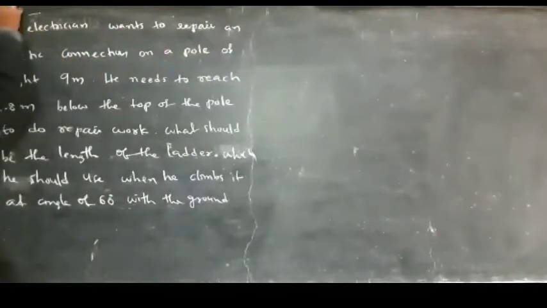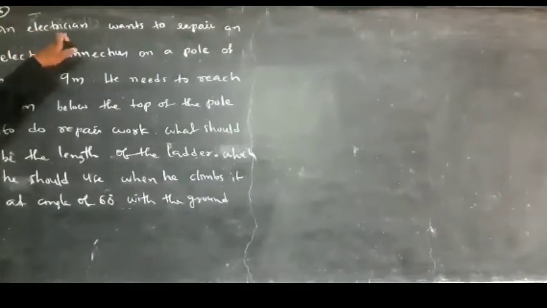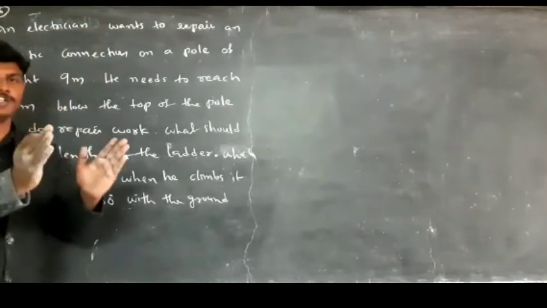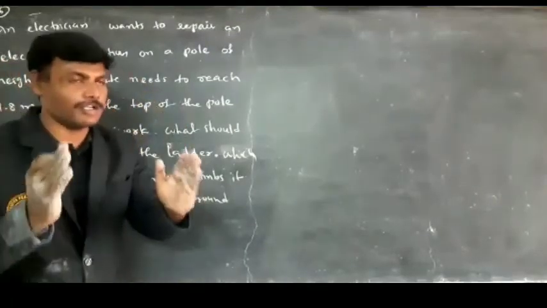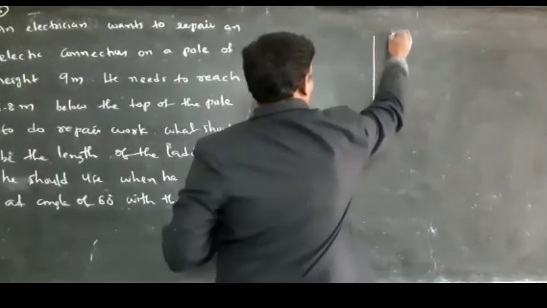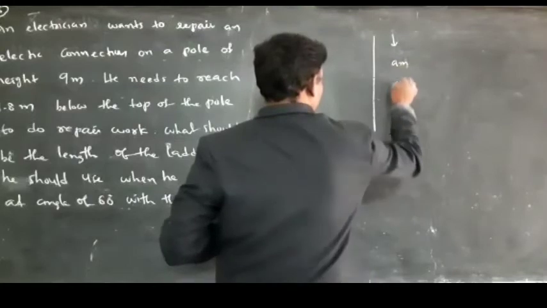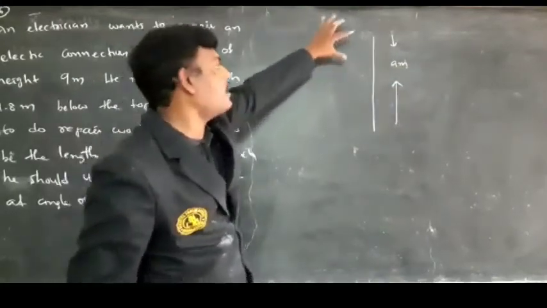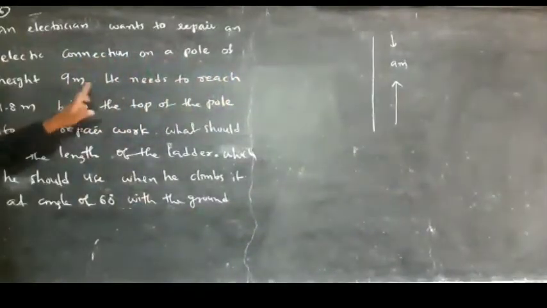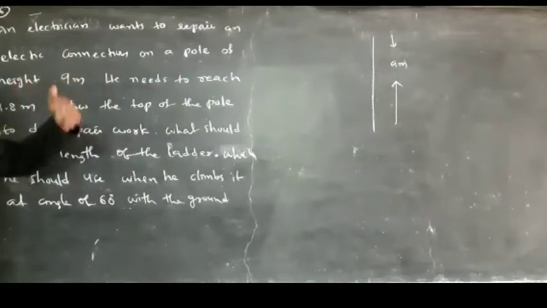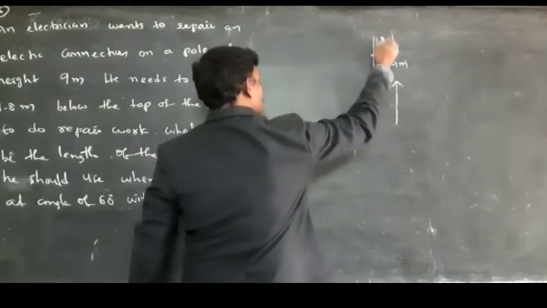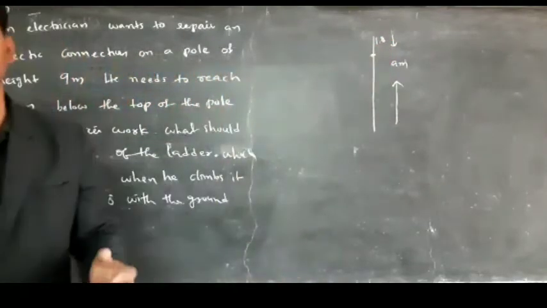See here, an electrician wants to repair an electric connection on a pole. Here one electrical pole is there. What is the height of the pole? It is 9 meters. So the electrician wants to repair electrical connections on that pole. He needs to reach 1.8 meters below the top of that electrical pole.